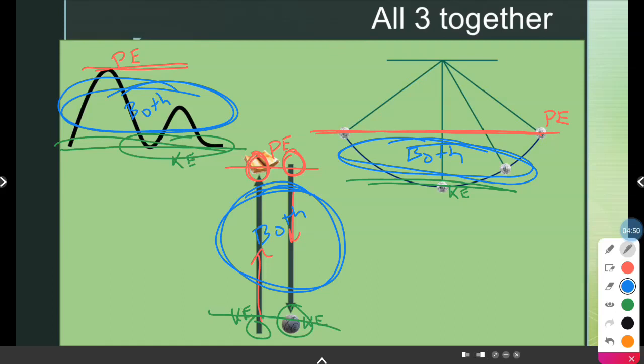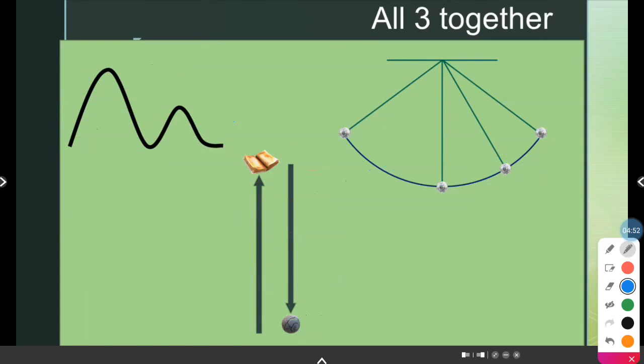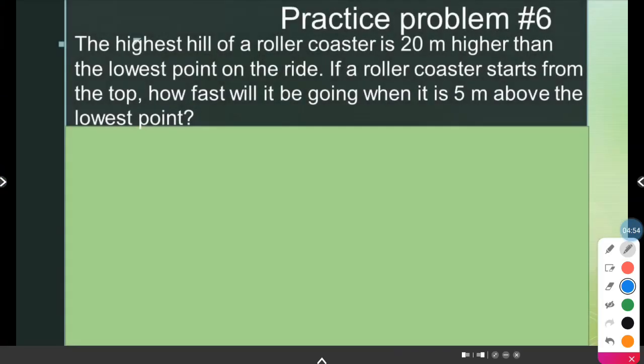So, last practice problem here. Let's go ahead and solve a problem with a roller coaster. But it's going to be the same kind of problem. The highest hill of a roller coaster is 20 meters higher than the lowest point on the ride. So if we simply draw our little roller coaster right here, they're telling us that this is a height of 20 meters.